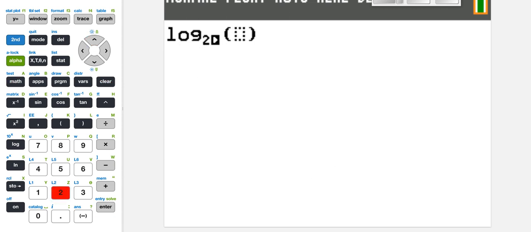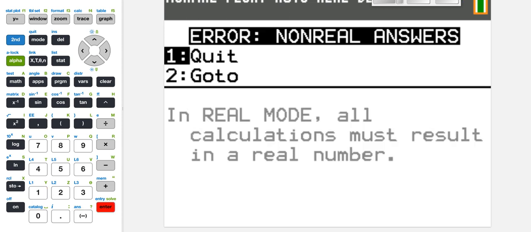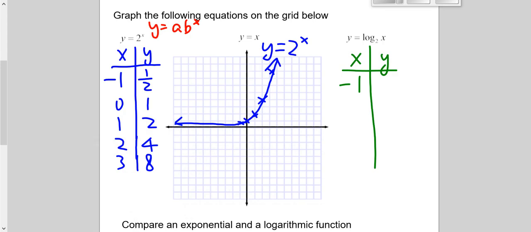Log base 2, and then -1. Watch this. Error. There's nothing wrong with the setup of your graphing calculator. So this is error. What about 0? Try this. You see that it is also error. What does that mean? We cannot take the log of a negative number and 0.